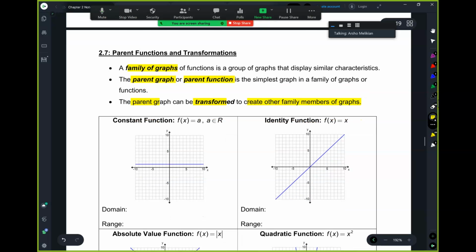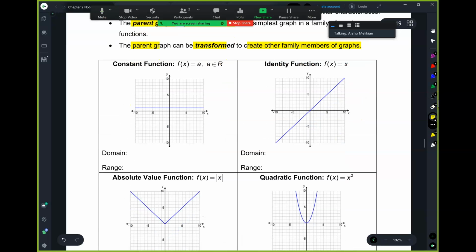Right. So we're going to start with 4 types of families. Okay, 4 parent functions today. And then eventually, this is why I love algebra 2, we're going to get into more and more families. By the end of algebra 2, you will have been introduced to a wide variety of functions. So let's start with the constant function.